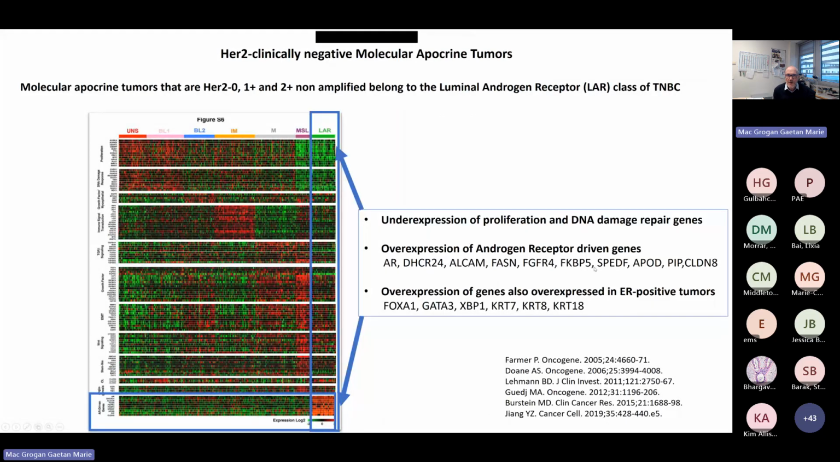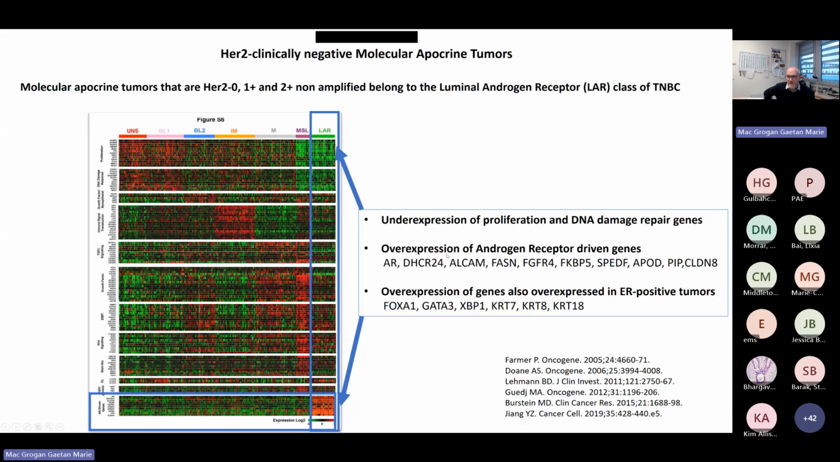Now let's move on to HER2 clinically negative molecular apocrine tumors. As I told you before, they belong to the luminal androgen receptor class of TNBC. And here, this is the study of Burstein et al. I took the heat map of the Burstein et al. study, and you see the LAR, the luminal androgen receptor group of tumors. They are at the extreme right of this image, and you can see that there is underexpression of proliferation and DNA repair genes in this set of LAR tumors.